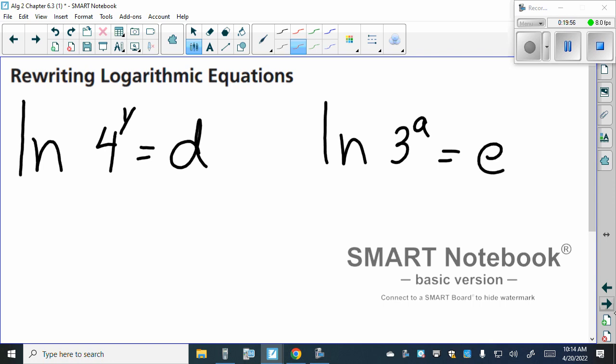ln of 4y equals d. e to the d equals 4y. e to the e equals 3a. 3 to the a, yes. I see what you're saying, yes. No, yeah, it took me a second. I saw it too.